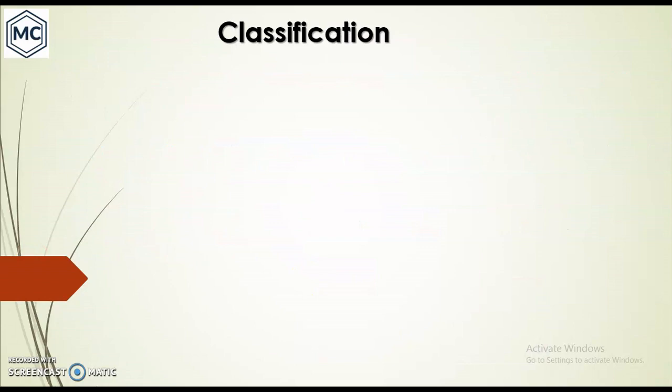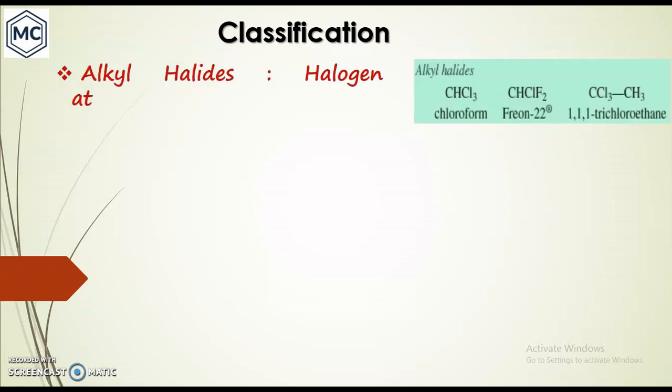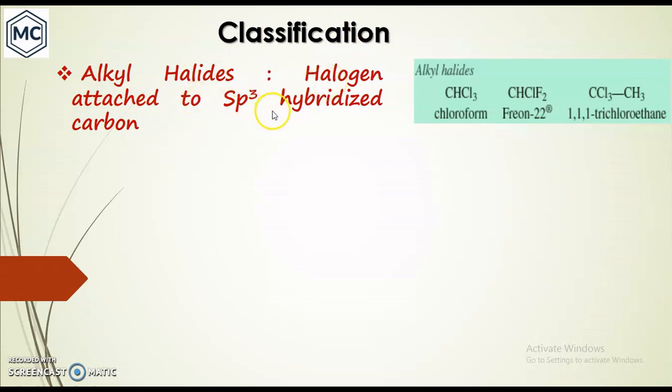Next, we will discuss the classification of halo compounds. Halo compounds can be classified into three types mainly. One is alkyl halide, another one is vinyl halide, third one is aryl halide. So alkyl halide: in alkyl halide, halogen is attached to an sp3 hybridized carbon atom. For example, chloroform, freon, 1,1,1-trichloroethane.